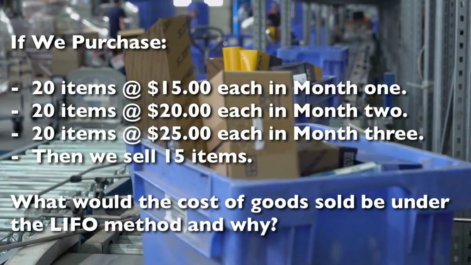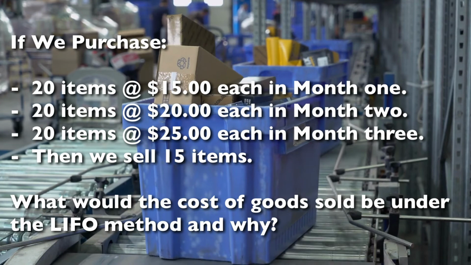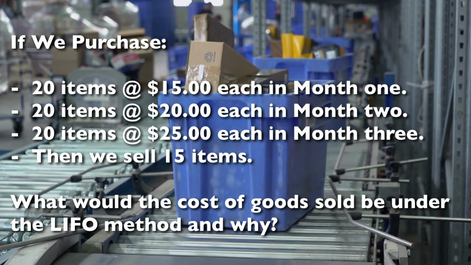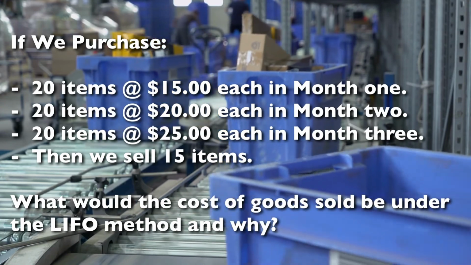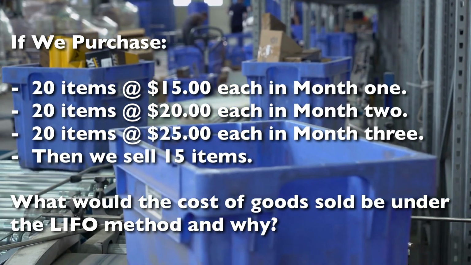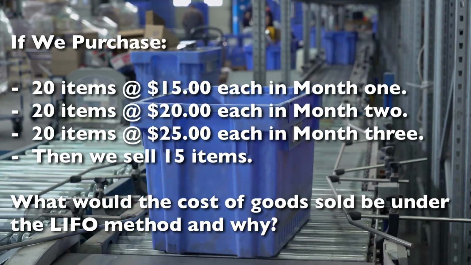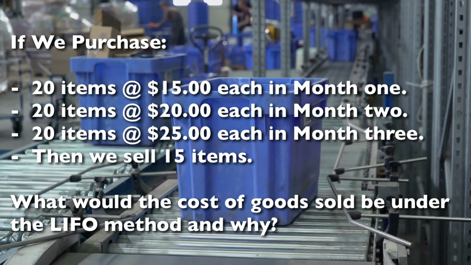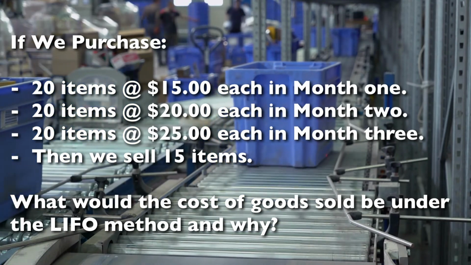Now let's make our minds think for a second with a little challenge. If we purchase 20 items at $15 each in month 1, then in month 2 we purchase 20 more items at $20 each, and finally in month 3 we purchase 20 more items at $25 each, and we sell 15 items, what would the cost be under the LIFO method and why? We look forward to hearing your answers, and we'll see you in the next lecture.